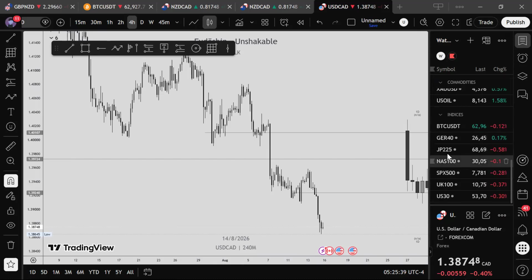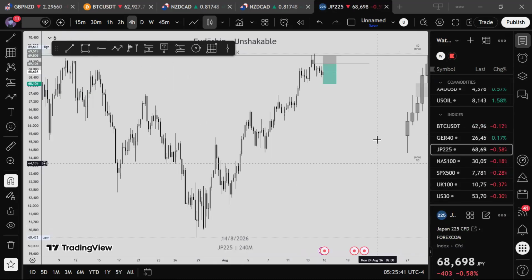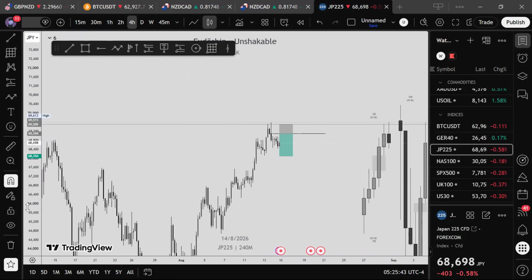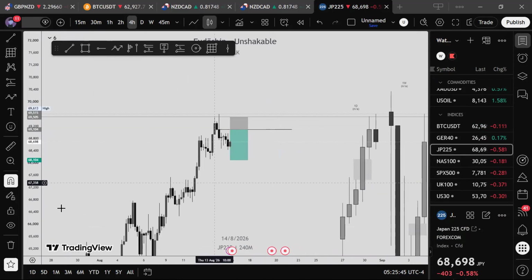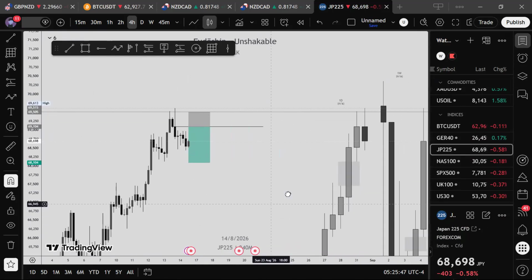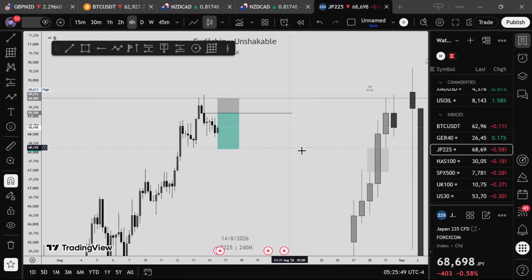XAUUSD is still playing with me, but I think I had something on Japan. Not really. This is not a very solid A plus setup, but I had this expectation. So okay, if there are any questions, I think we can just take a couple of questions, if there are any.